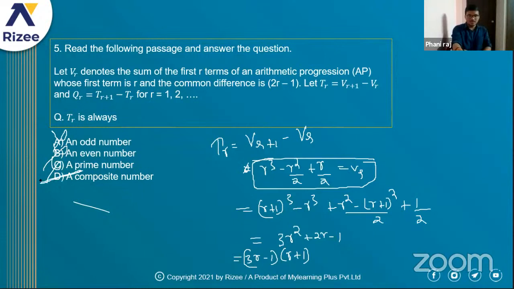So the only correct option is option D, which is it is a composite number.